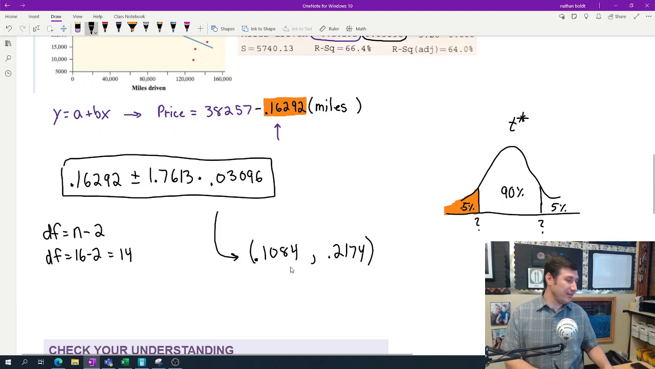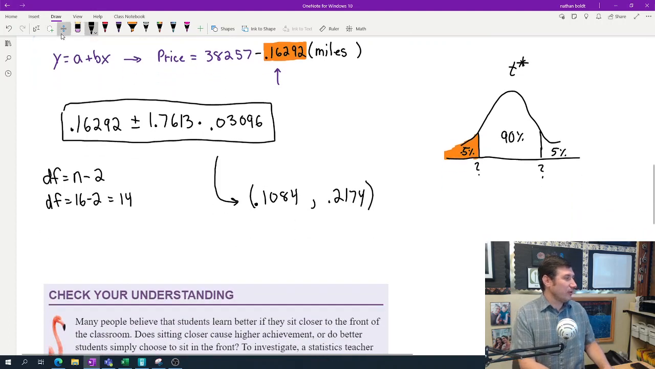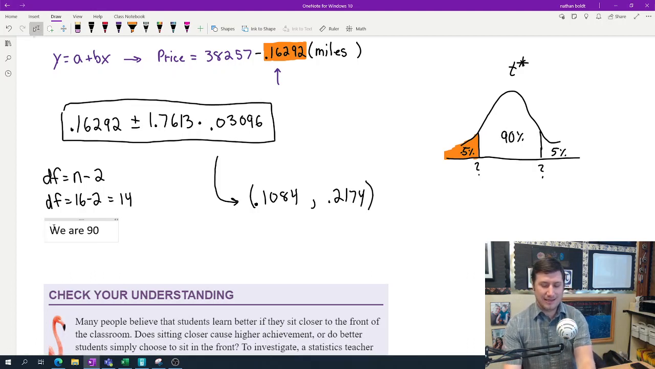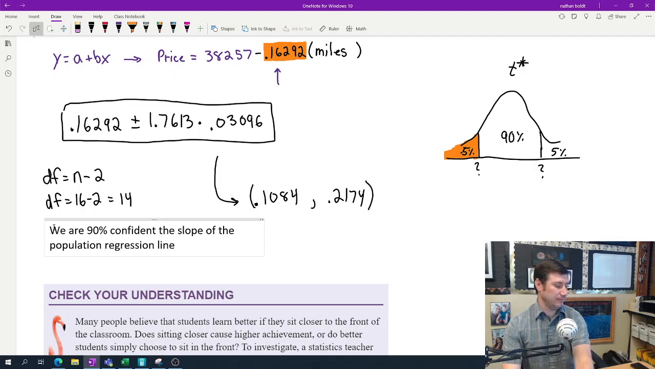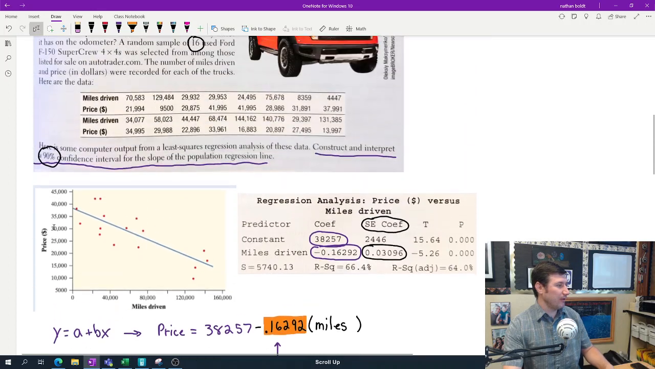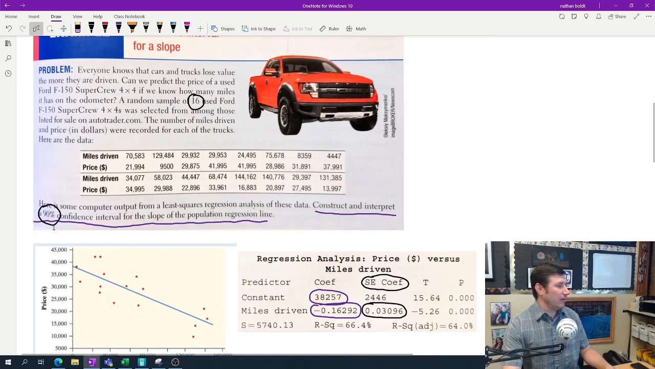All right, so there is our confidence interval for the slope of this regression line. So we are 90% confident the slope of the population regression line for, context time, right? Can I remember what the context was? Did we have a year?